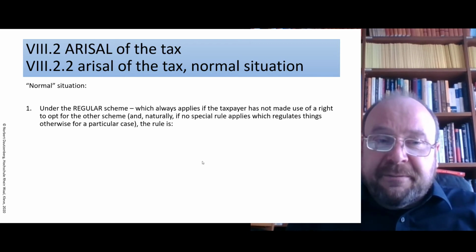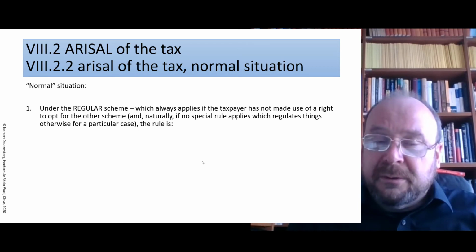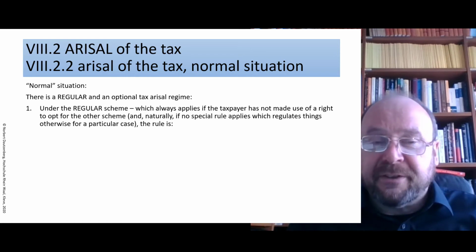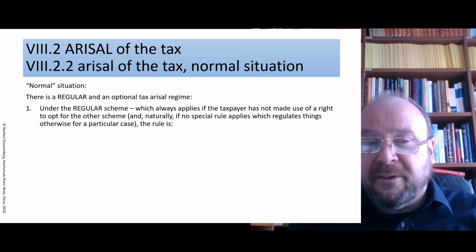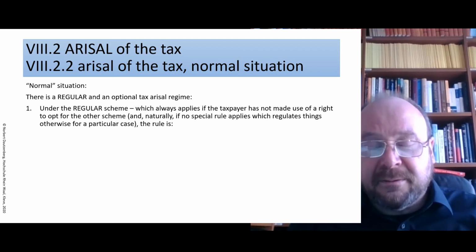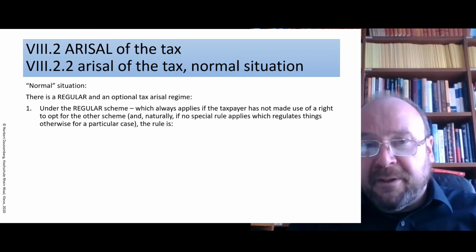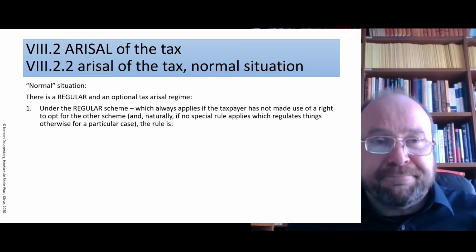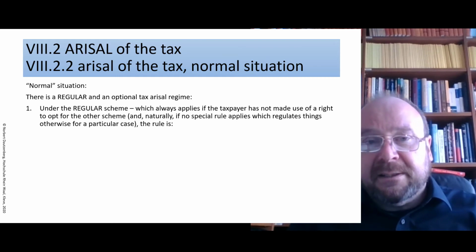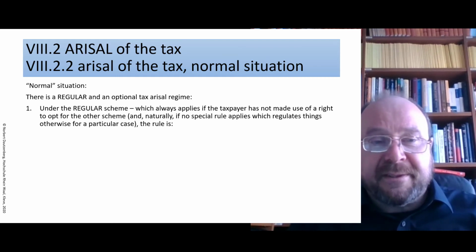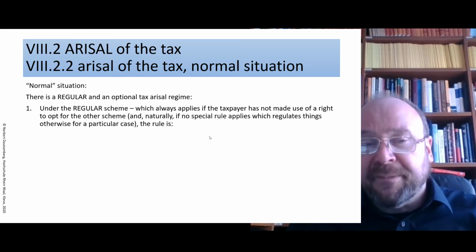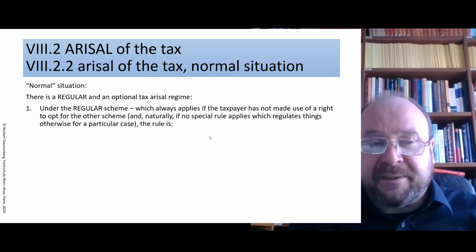For the arisal of the tax, there are two different possibilities in the normal situation, because there is a regular and an optional tax arisal regime. The regular one is what usually applies to bigger enterprises or to enterprises of the usual importance. Only for small and special enterprises can you opt for the optional tax arisal regime.